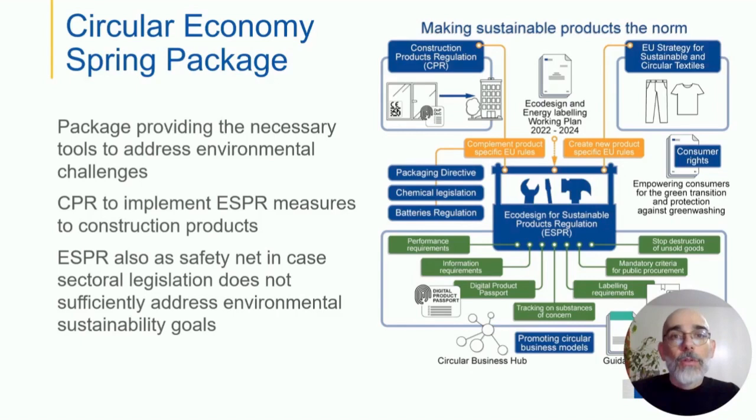One covering all kinds of products, the eco-design for sustainable products regulation. One of the main goals of both initiatives was to identify and regulate the environmental performance of products. In the case of the eco-design for sustainable products regulation, the products under the scope are not defined. As you see, there are other initiatives related to them, such as the batteries or the chemical legislation. And in practice, we are expecting that one of the first products regulated under eco-design are textiles.